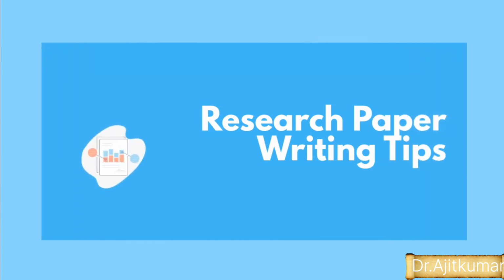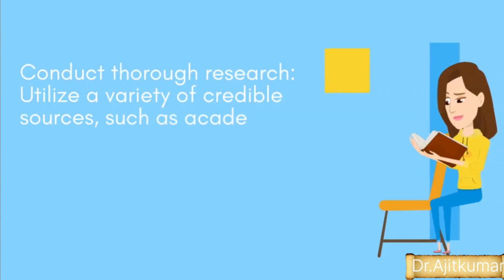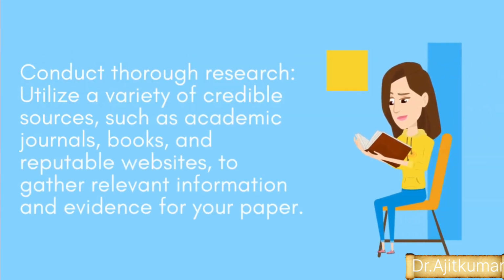Research paper writing tips. Select a clear and focused topic. Choose a topic that is specific and interesting to you, and ensure it has enough available research material to support your paper. Conduct thorough research. Utilize a variety of credible sources, such as academic journals, books, and reputable websites, to gather relevant information and evidence for your paper.